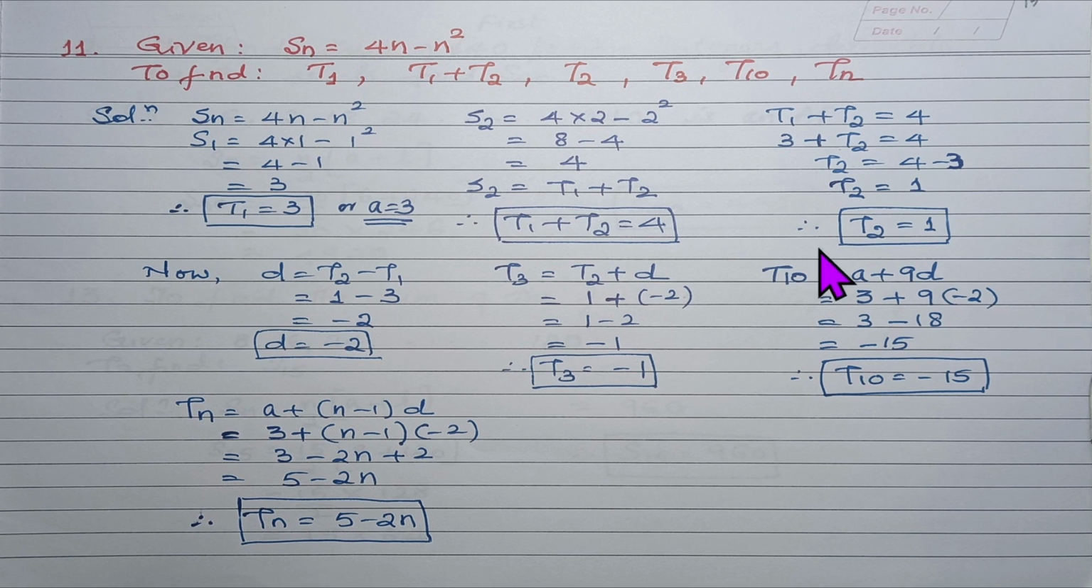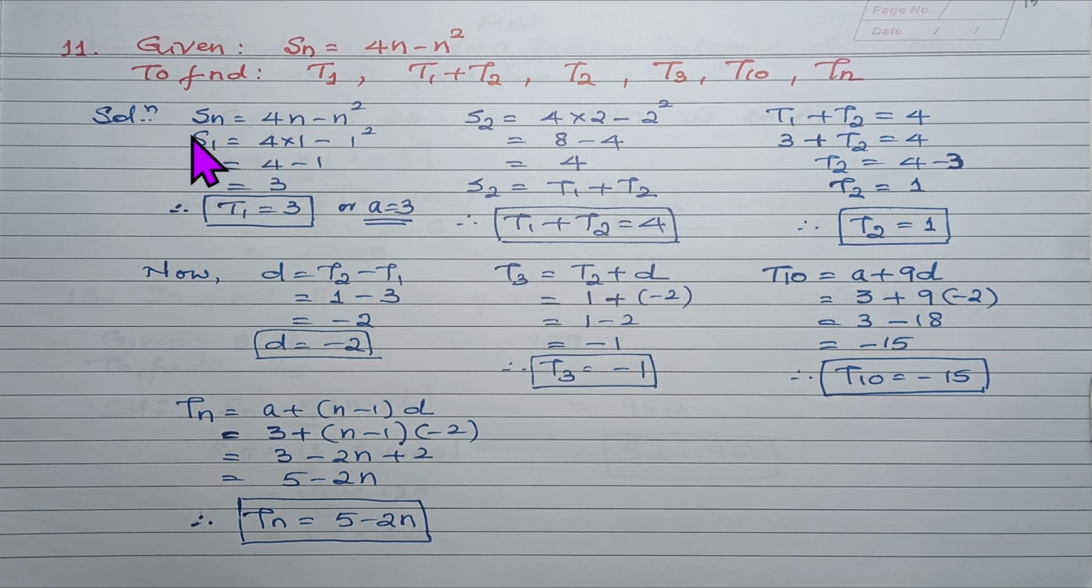Now let us go to the next example. We are given Sn is equal to 4n minus n square, and we have to find t1. We have to find t1 plus t2, that is the sum of the first two terms. We have to find the second term, we have to find the third term, we have to find the 10th term, and also we have to find the nth term. So let us see how to solve this.